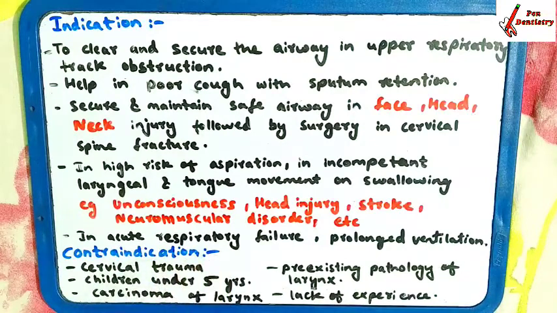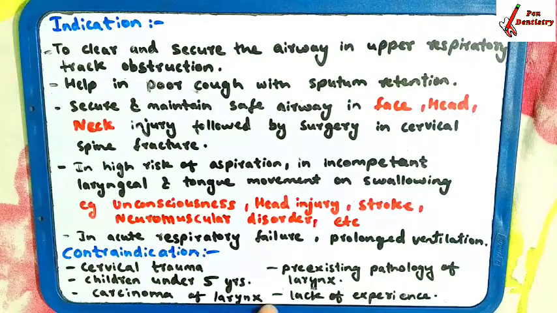The contraindications, we have completed the indications. Now the contraindications, where you are not going to perform the tracheostomy. In cervical trauma, when there is a trauma at the cervical region, you are not going to do the tracheostomy. In children under 5 years of age, the tracheostomy will not be performed.